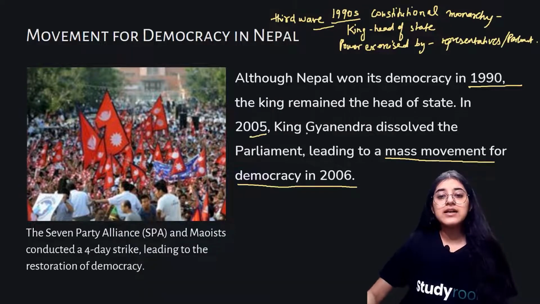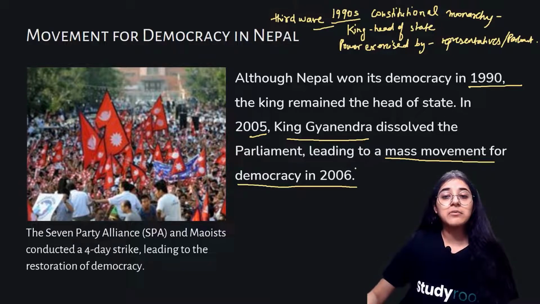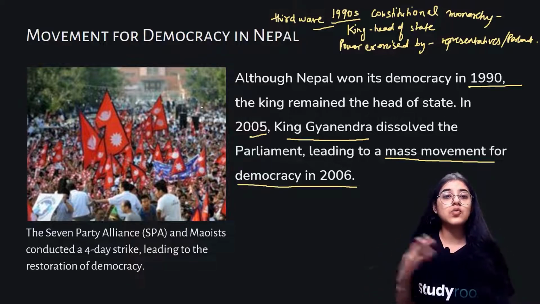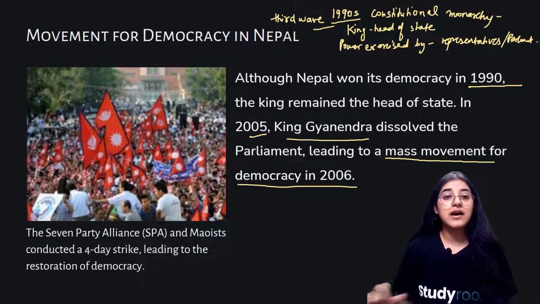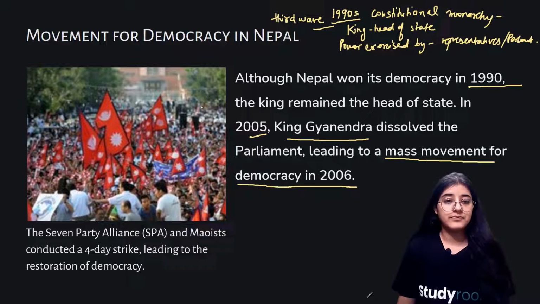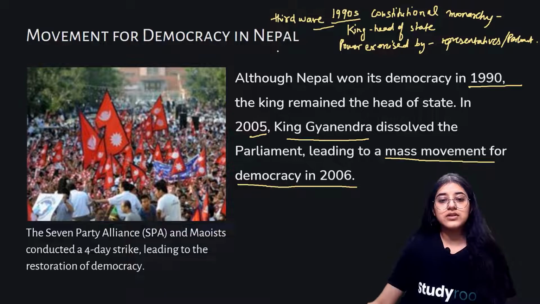But what happened after that? King Gyanendra was the king of Nepal till 2005. He dissolved the parliament. That led to this mass movement starting from 2006. At that time, he was very critical of accepting the transition from a constitutional monarchy to a democratic form of government. Also, a mysterious massacre happened in which around 12 members of the royal family were killed. That happened in 2001.